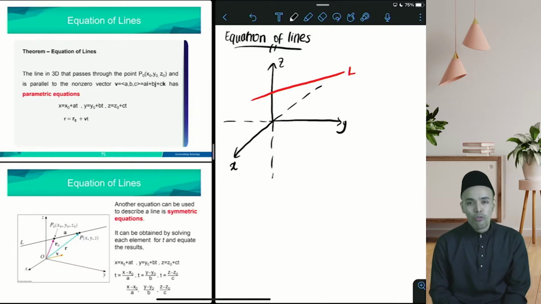As you can see from the slide presentation given to you, we are going to apply the knowledge of vectors in order to determine the equation of lines in the three-dimensional coordinate system. But you can use the same approach when you try to determine the equation for lines in the two-dimensional coordinate system. As you can see from your screen, we would like to determine the equation of line L, which is the red line, and we are going to apply knowledge of vectors to determine the equation of this particular line.